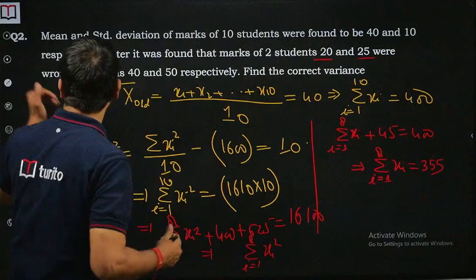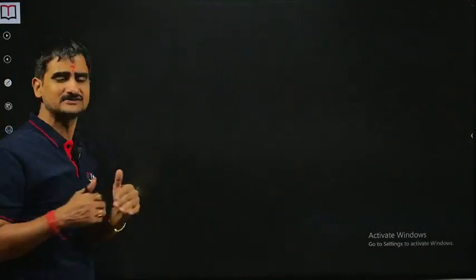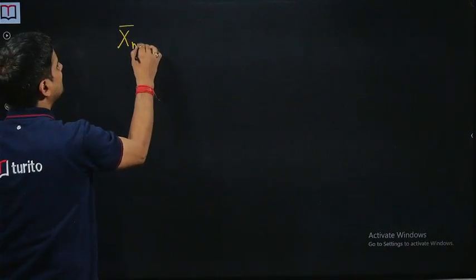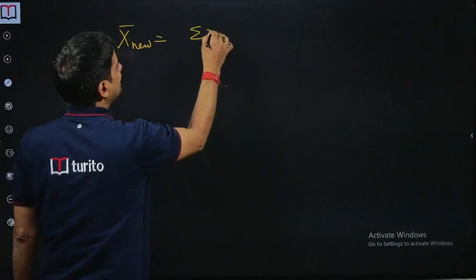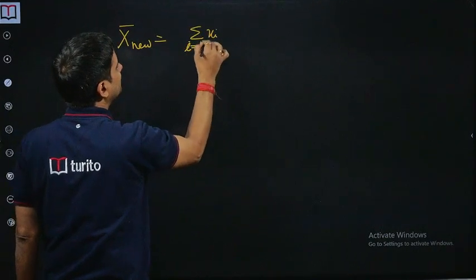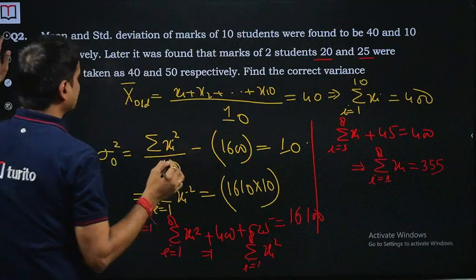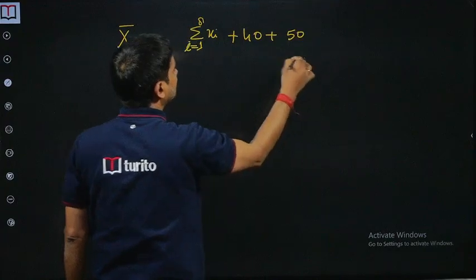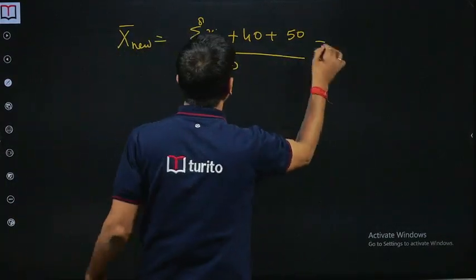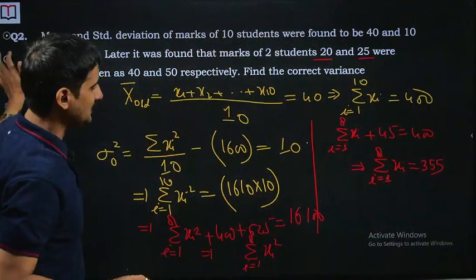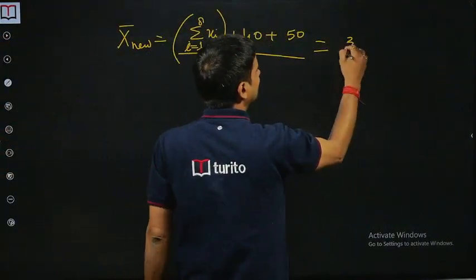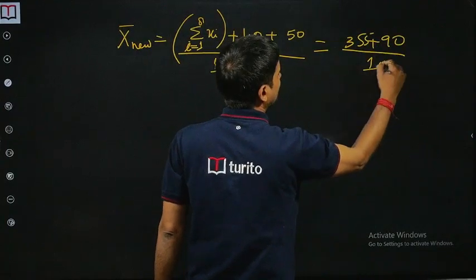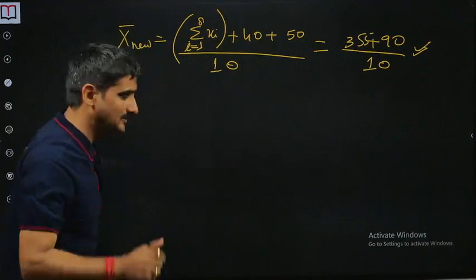Now we need the new mean. See, a new variance obviously implies we need the mean. So how will we get the new mean here? It will be summation xi, i goes from 1 to 8, plus the corrected marks. The corrected marks are 40 and 50, for the 9th student and the 10th student, divided by 10. Now we have this value. Just put in the values and we have our mean. So 355 plus 90 by 10. Whatever we get is the answer here.